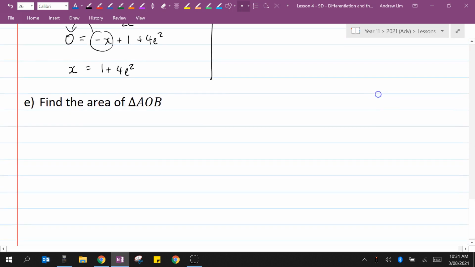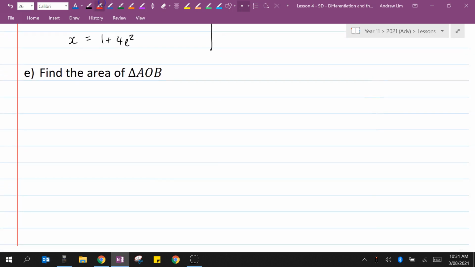Okay, last question for today. Find the area of triangle AOB. So what this means is we'll probably need to graph this, so we can have a look and see what this actually looks like.